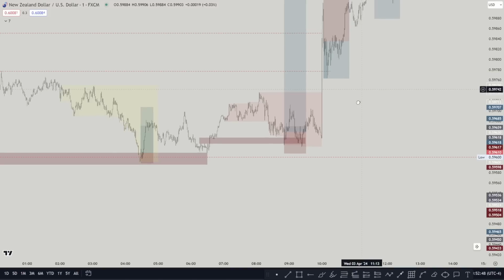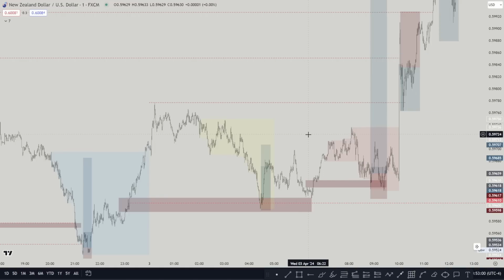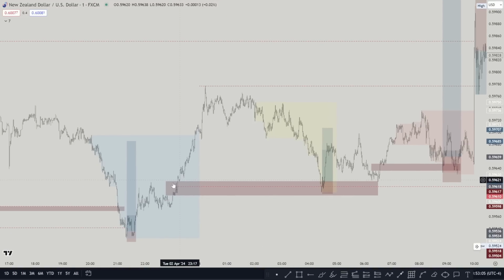That's the difference between change of state delivery and market structure shift. No one is going to teach you this. No one, I guarantee you. Why? Because a lot of people keep this to themselves. So you see fair value gaps with a trend, change of state delivery. A high or a fair value gap against a trend, we need a market structure shift.